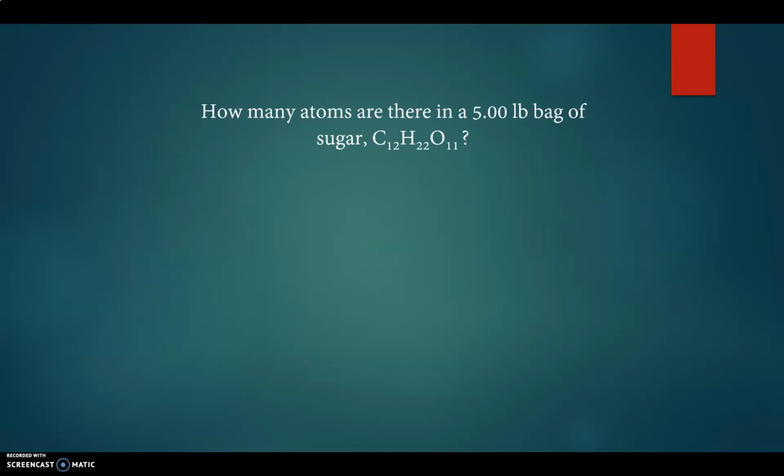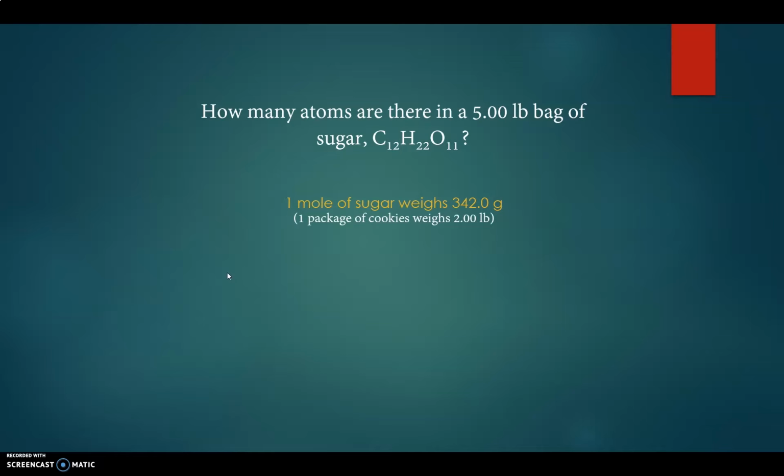So this time, let's see if we can figure out how many atoms there are in a 5-pound bag of sugar, which is sucrose, C12H22O11. Now you're going to need to know a few things about this as well, just like we did with the cookies. First of all, you need to know the molar mass of the sugar. So as we learned in the previous video, if we add up the mass of all these atoms, so each mole of carbon weighs 12 grams, each hydrogen is 1, each oxygen is 16 grams. If you add that all together, we come up with a molar mass of 342 grams.